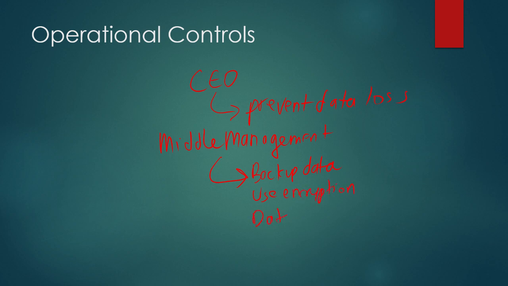Data leak prevention, so DLP, appliance. And then these are all mid-level policies. So it's a trickle-down effect.